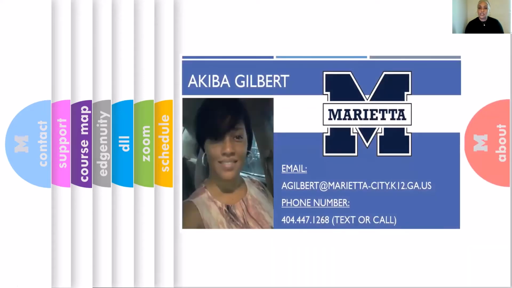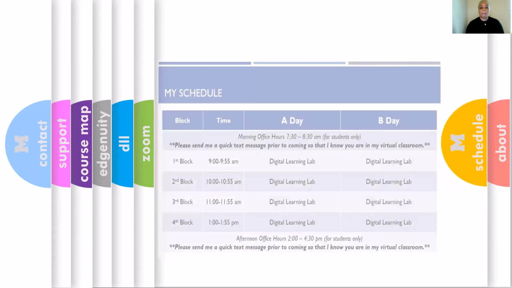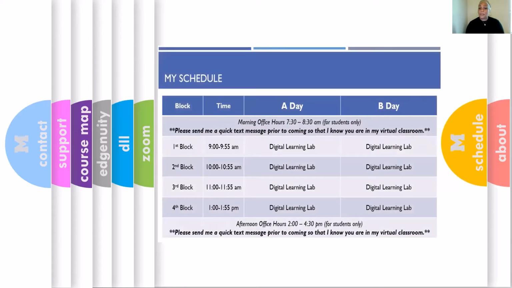Just to start off, here's my contact information. You can find my email address and my phone number on the Schoology website. All of this is there on our Schoology page. My schedule, every single period, I have a digital learning lab class for A day and B day.